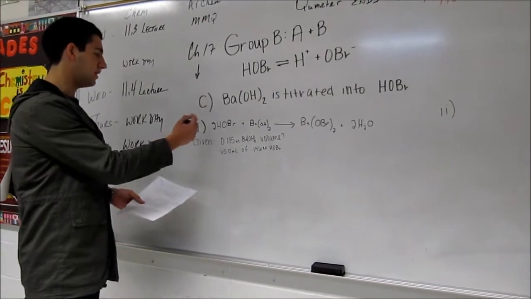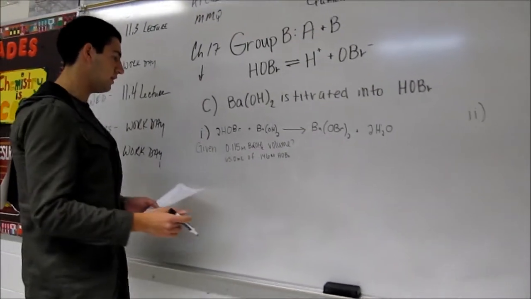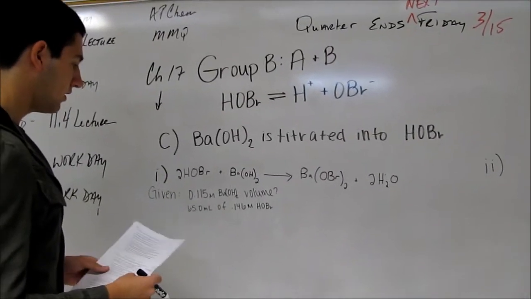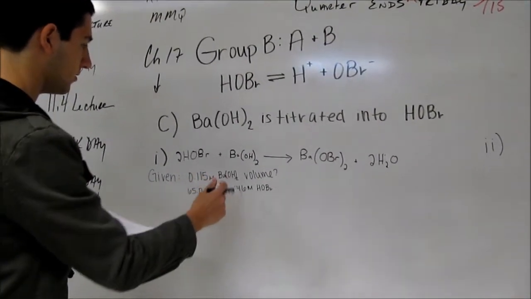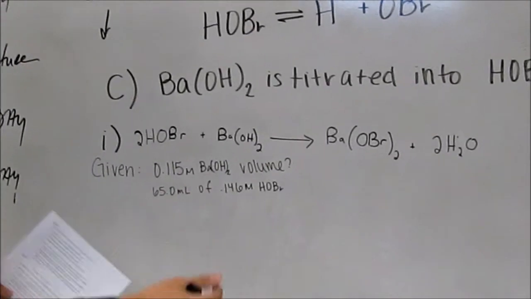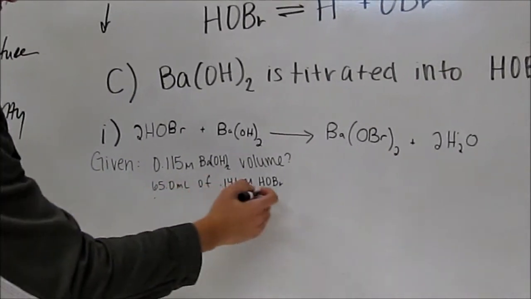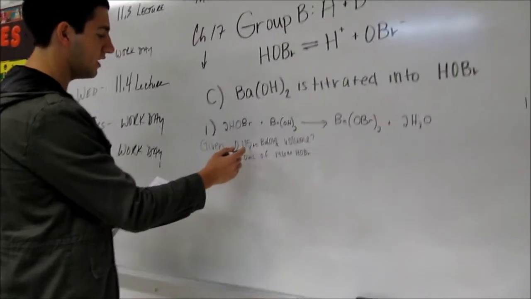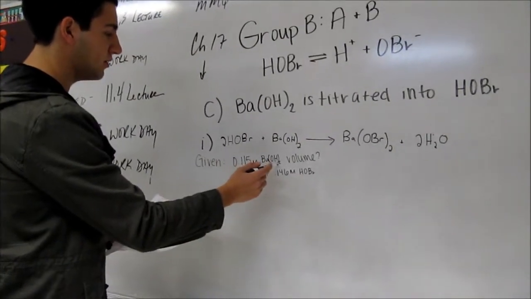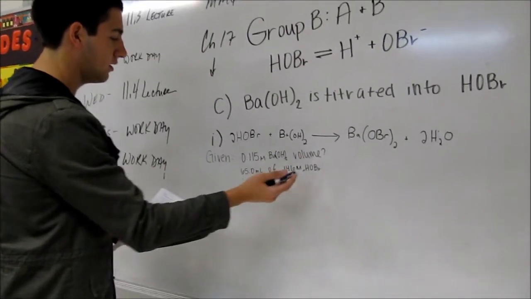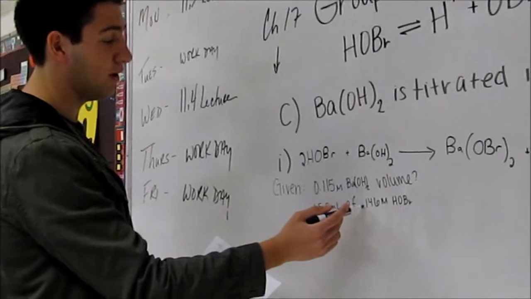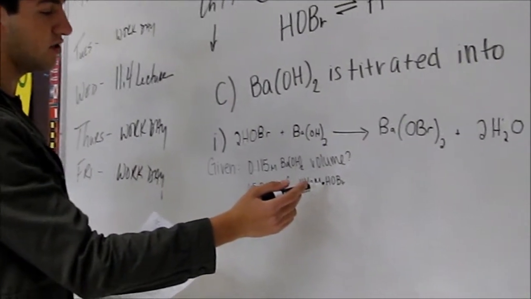In letter C, part 1, we need to calculate the volume of Ba(OH)2 needed to titrate the HOBr. To start off, we are given 0.115 molarity of Ba(OH)2, and we're not given the volume. This is added to 65 milliliters of 0.146 molarity of HOBr.